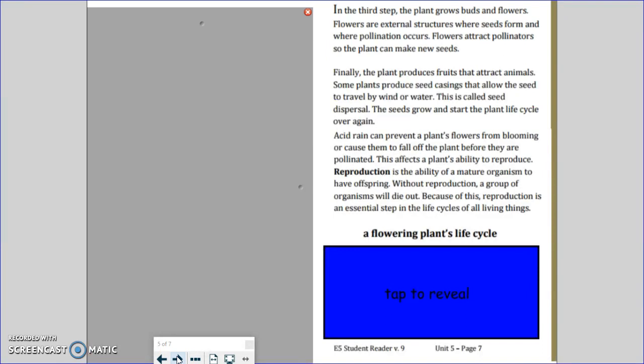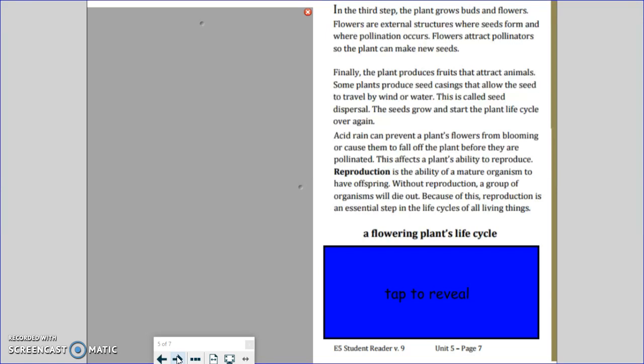In the 3rd step, the plant grows buds and flowers. Flowers are external structures where seeds form and where pollination occurs. Flowers attract pollinators so the plant can make new seeds. Finally, the plant produces fruits that attract animals. Some plants produce seed casings that allow the seed to travel by wind or water. This is called seed dispersal. The seeds grow and start the plant life cycle over again.